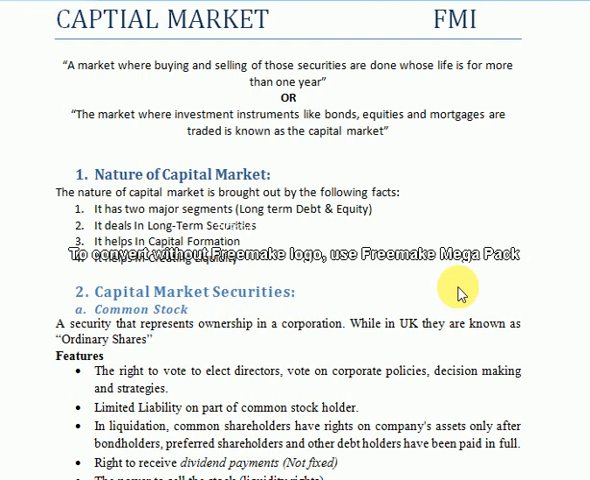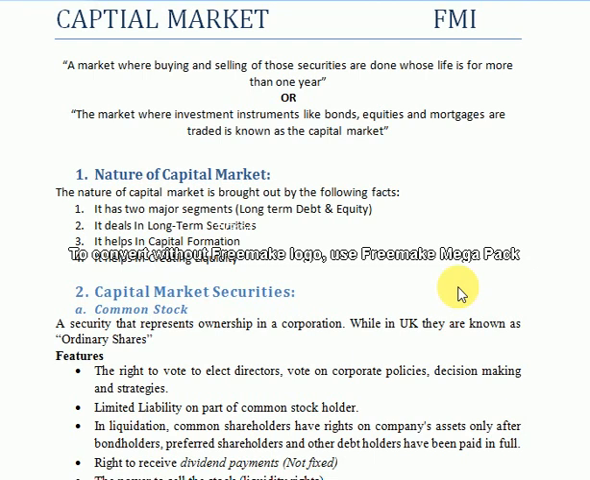That's why capital markets give options to investors. Some investors who only want fixed returns can make investments in debt securities. And those investors who want to take part in the ownership rights in a company can make investments in the equity securities of that market.